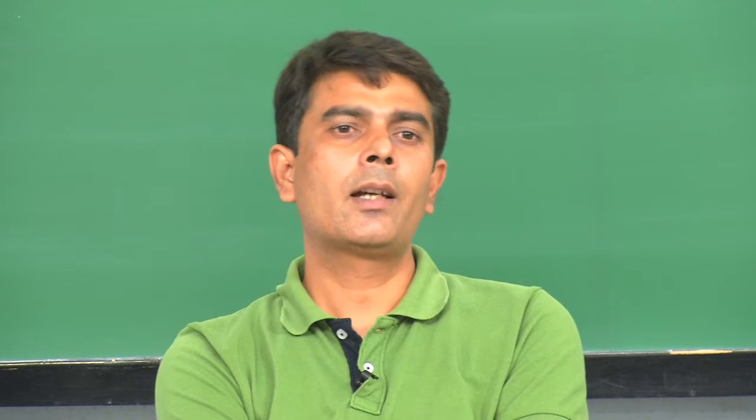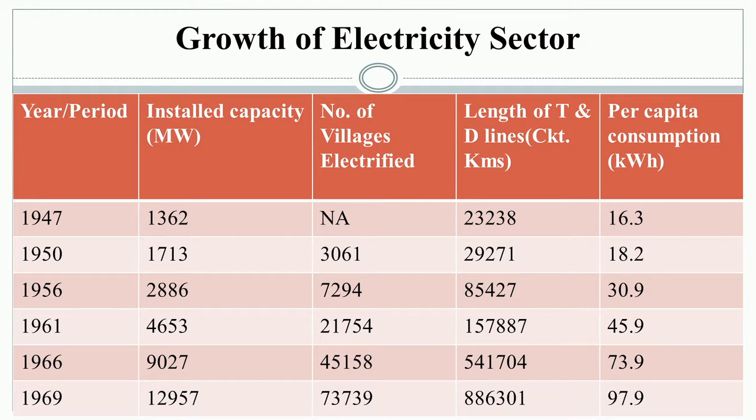If you look at the 1969 data, the installed capacity is 12,957, much ahead of the 1966 data of 9,027, and the number of villages electrified in 1969 is also 73,739, which is a much bigger number than the 45,158 in 1966. In terms of per capita consumption also, the statistics have increased from 73.9 kWh in 1966 to 97.9, almost around 98 kWh in 1969. So this progress has continued.